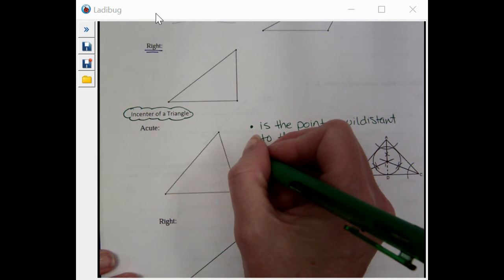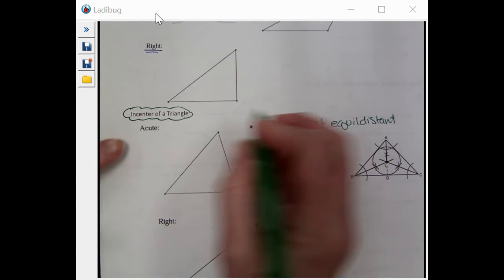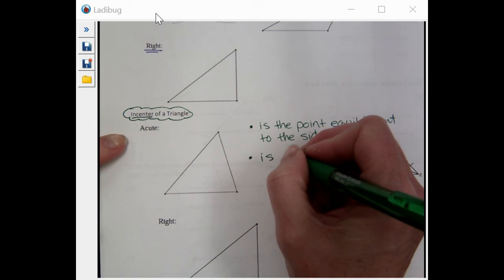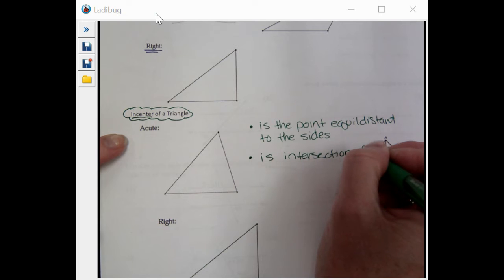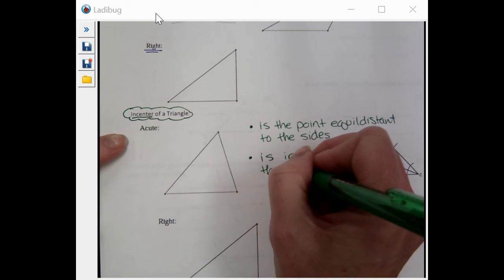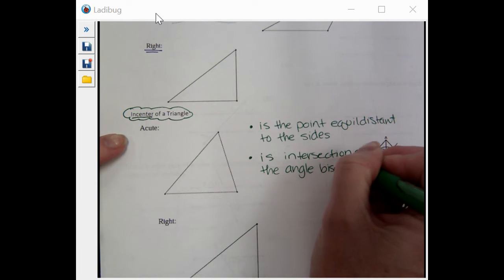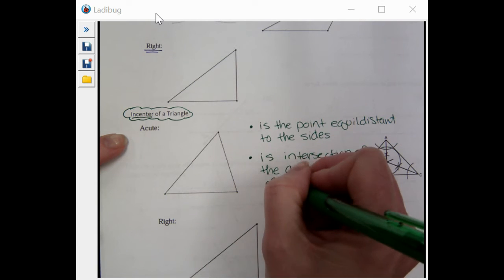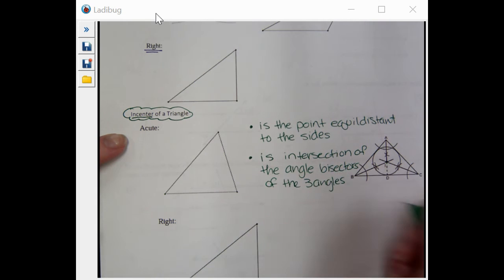So this is not the intersection of the perpendicular bisectors. An incenter is the intersection of the angle bisectors of the 3 angles of my triangle.